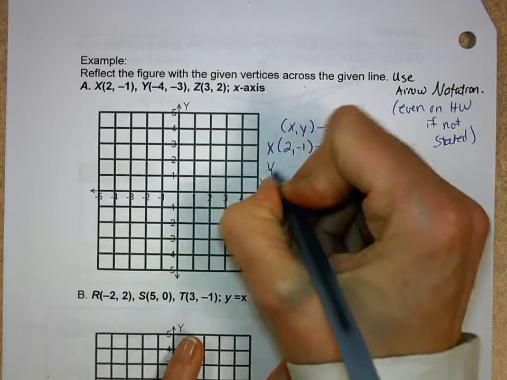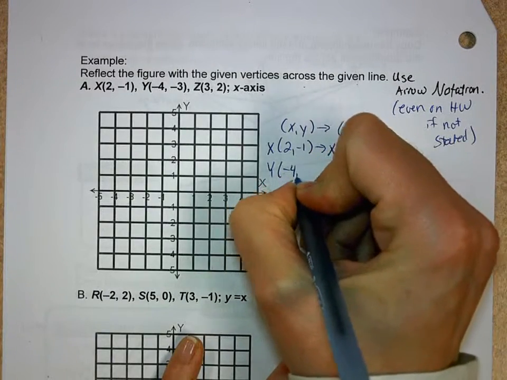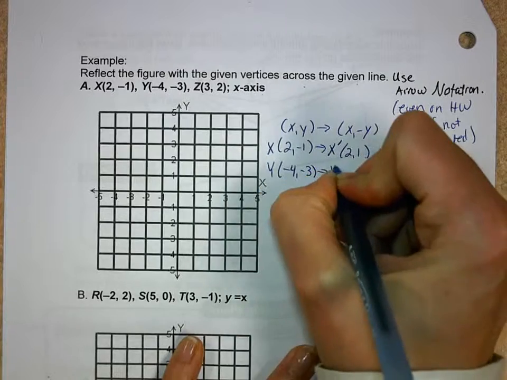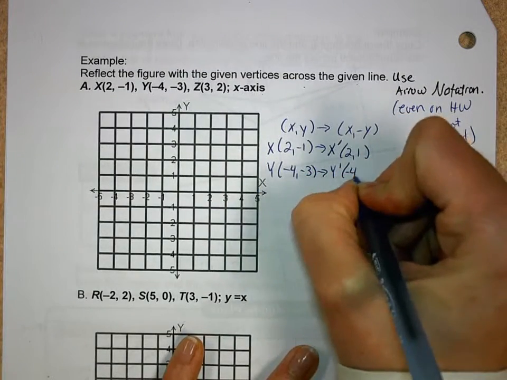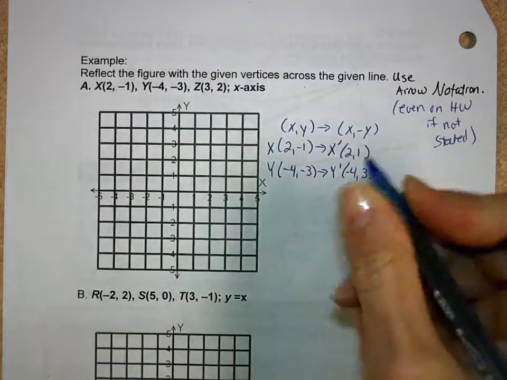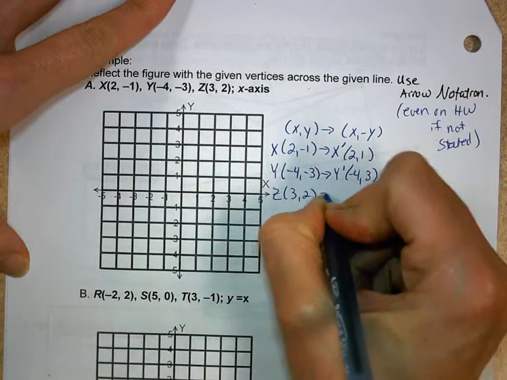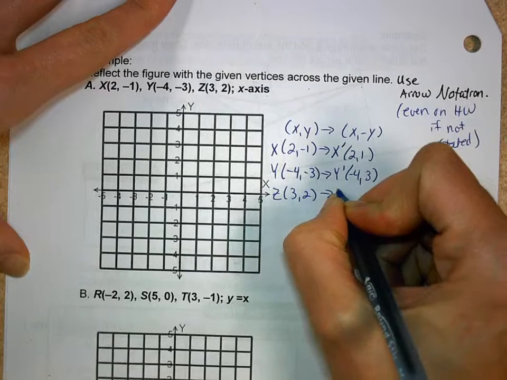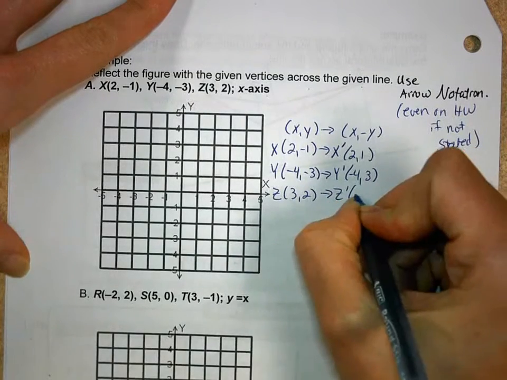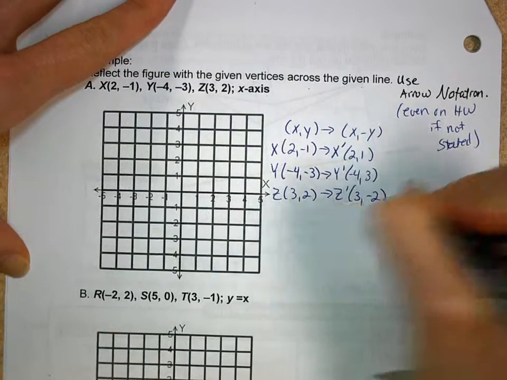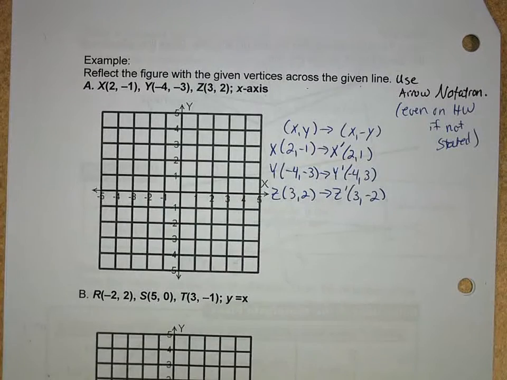Here we have Y, which is at (negative 4, negative 3), which means Y prime is at (negative 4, positive 3). And then we get our other point of the triangle, which is Z, at (3, 2), which then means we're going to have Z prime at (3, negative 2). So then I can actually graph these pretty quick. So here's what I'm going to do.